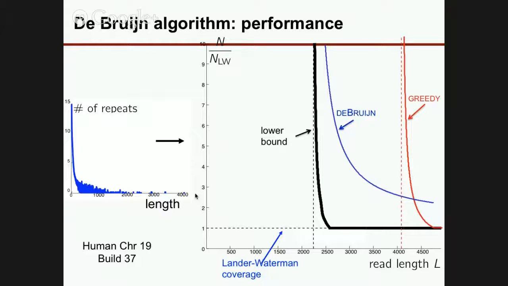So for example, if my read length is, let's say, 2500, which is about 10% larger than my critical read length, the coverage depth is about 5 times Lander-Waterman. That means I need 5 times more reads. So if Lander-Waterman needs 100 million reads, I will need 500 million. And the reason for that is that I'm losing some information by doing this k-mer approach.